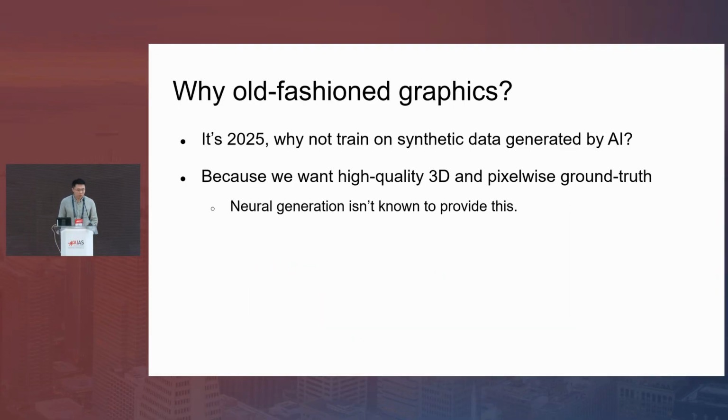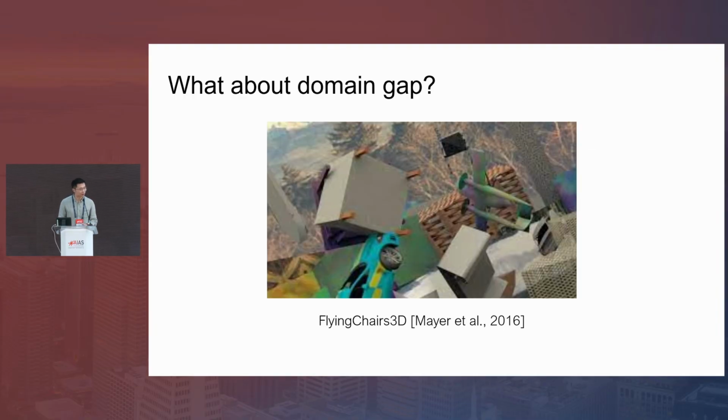So here, we are insisting that we use old-fashioned graphics that's based on physics simulation. You might ask, it's already 2025, why not train on synthetic data generated by AI? Well, the reason is that here we actually want high-quality 3D ground truth. And the current AI models based on neural networks are not known to do this. Of course, there are other reasons, but I will not mention those today.